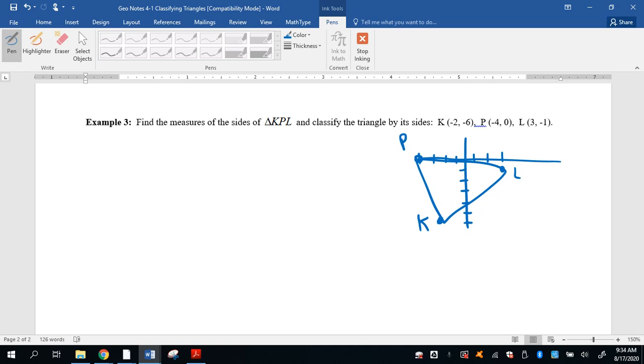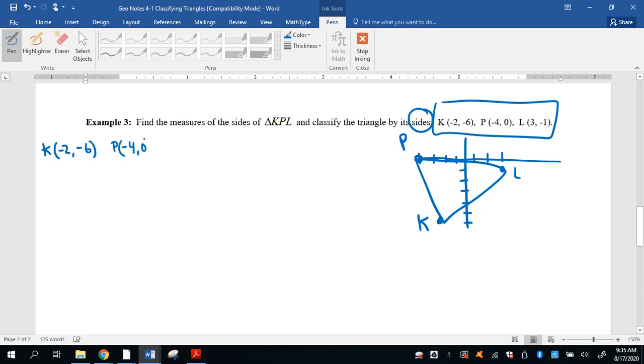So what we're going to do is classify the triangle by its sides. So we have to find 3 distances. Since we have coordinate points, let's use the distance formula 3 times. So let's find the length of KP first of all. K is (-2, -6), and P is (-4, 0). So we have our x1, y1, x2, y2.